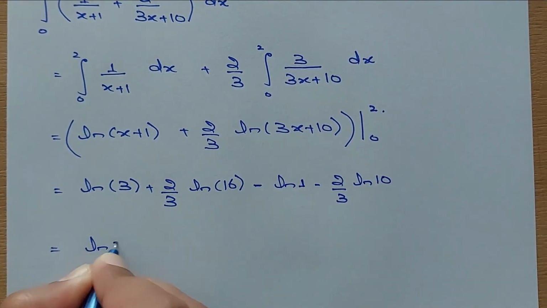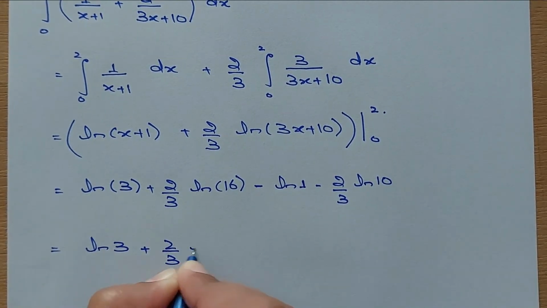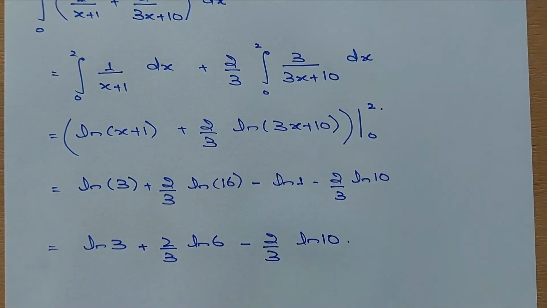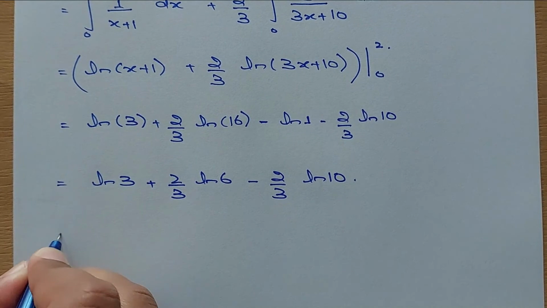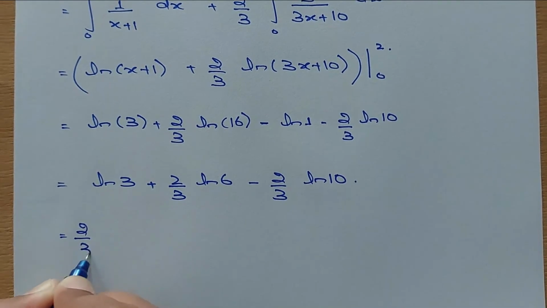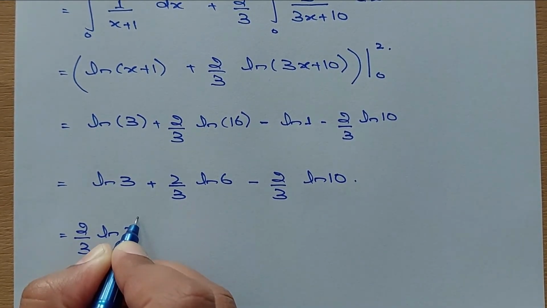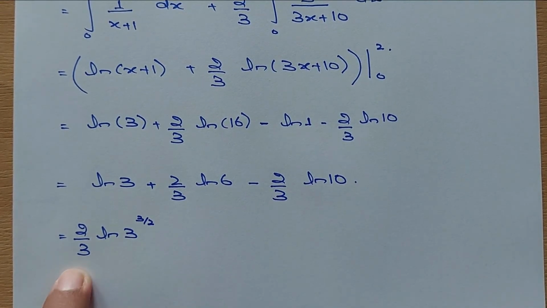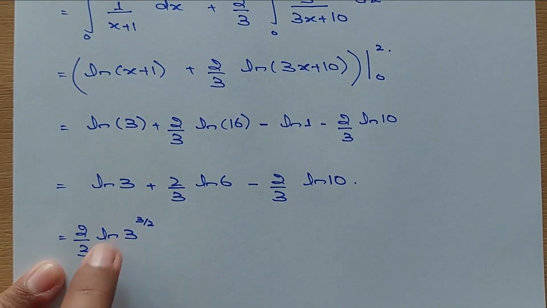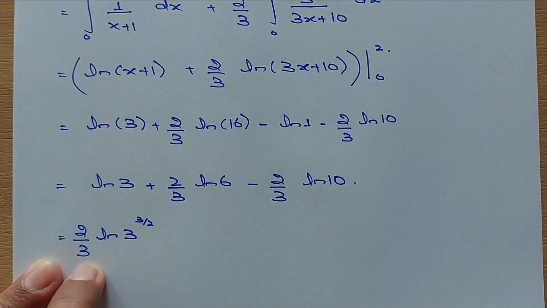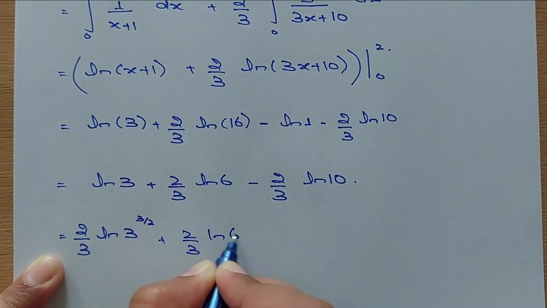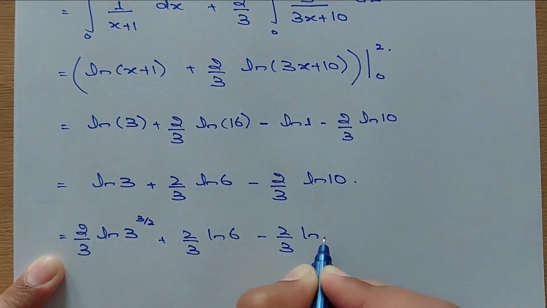So here we have natural log of 3 plus 2 by 3 ln 16 minus 2 by 3 ln of 10. Right, so let me take 2 by 3 common. So 2 by 3 natural log of 3 power 3 by 2. If I multiply and divide by 2 by 3, the reciprocal of 2 by 3 goes in the power, and that is plus 2 by 3 natural log of 16 minus 2 by 3 natural log of 10.